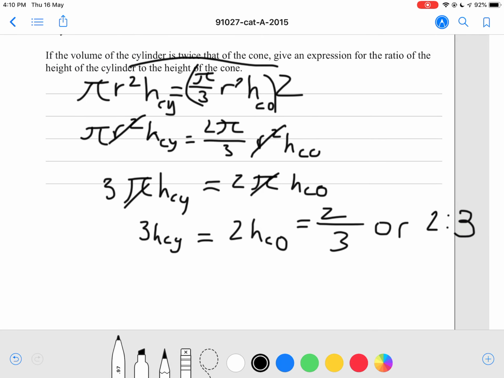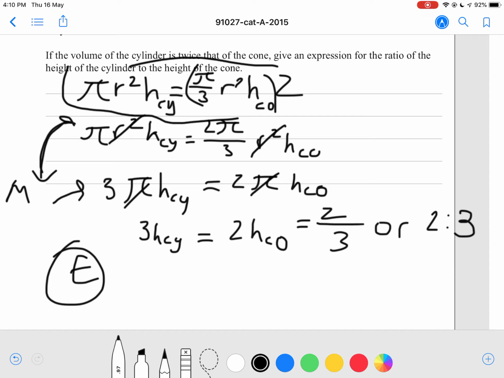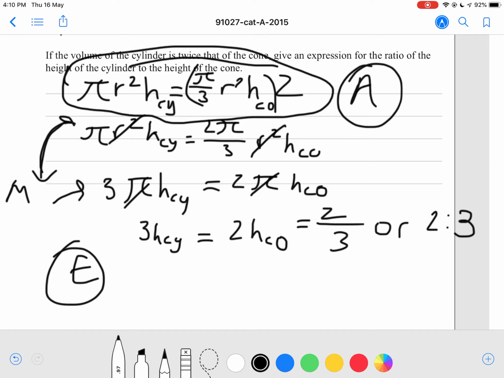Everything up to here will get you an excellence. If you've made a mistake in the simplifying stage, like a minor error in any of these stages, you'll get a merit grade. And to get an achieved grade, all you have to do is this first equation here, just form a relationship. That will get you an achieved grade.